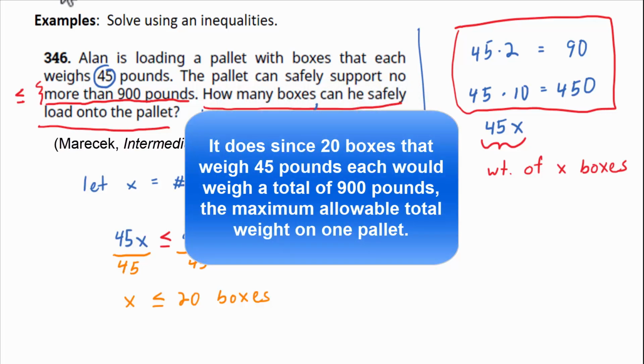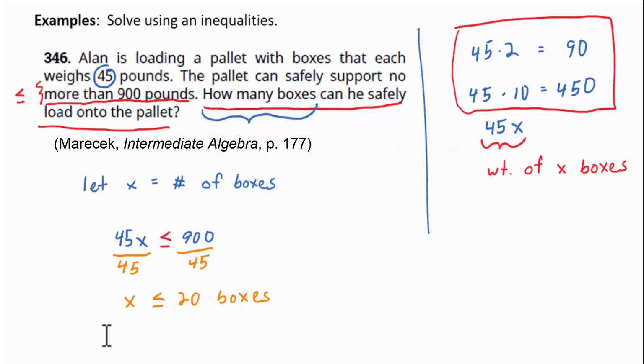You should be able to write the answer using a complete sentence, though, right? So Alan must load, you could use whatever phrase you want, but I'm going to use at most, I think that's a nice one to use, 20 boxes. You could have said no more than 20 boxes, or less than or equal to 20 boxes. It all means the same thing. Alan must load at most 20 boxes.